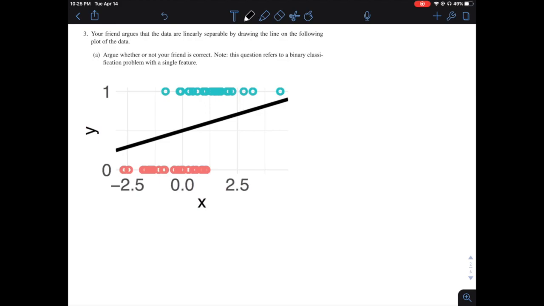To start off with, let's go ahead and do question 3A. Go ahead and take a minute to read the question to yourself, pause the video, do the question, and come back when you're ready to move on.